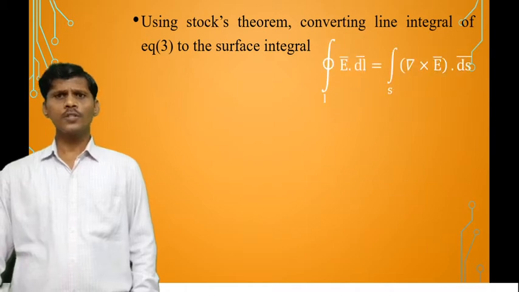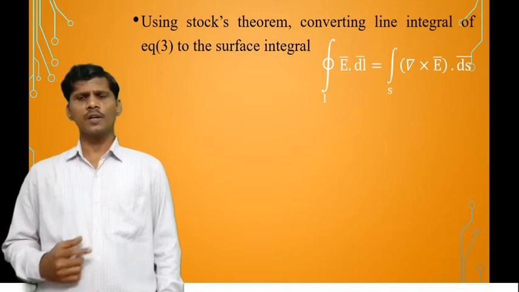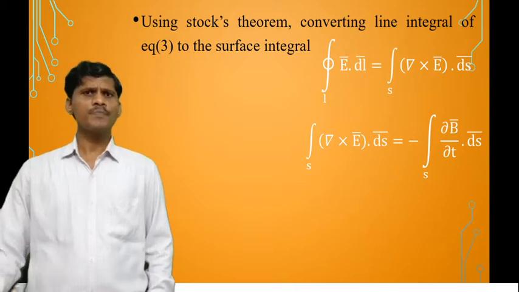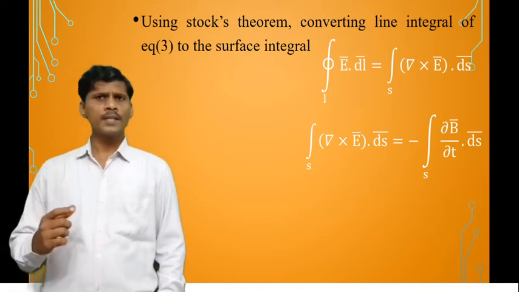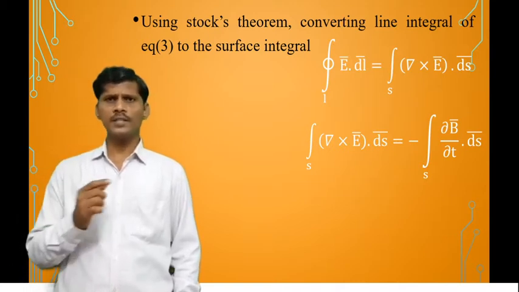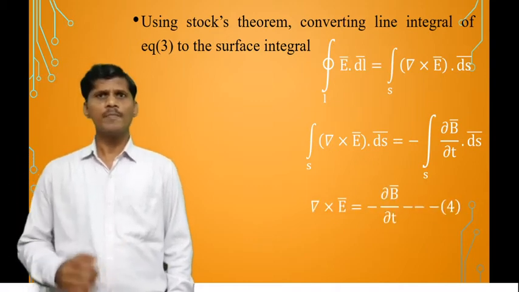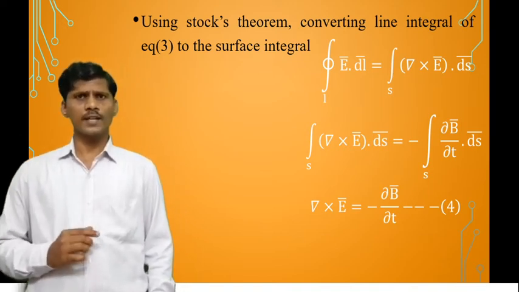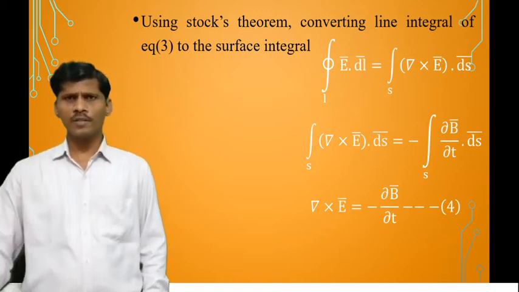So therefore, using Stokes theorem, closed line integral of E bar dot dl bar is equal to open surface integral of del cross E bar dot ds bar. So applying the Stokes theorem into the above expression, we have open surface integral of del cross E bar dot ds bar is equal to minus open surface integral of dou b bar by dou t dot ds bar. On both sides, surface integral is cancelled. We get the resultant expression, the remaining expression, del cross E bar is equal to minus dou b bar by dou t. So this equation is called the differential form or point form of Maxwell equation for time varying fields.